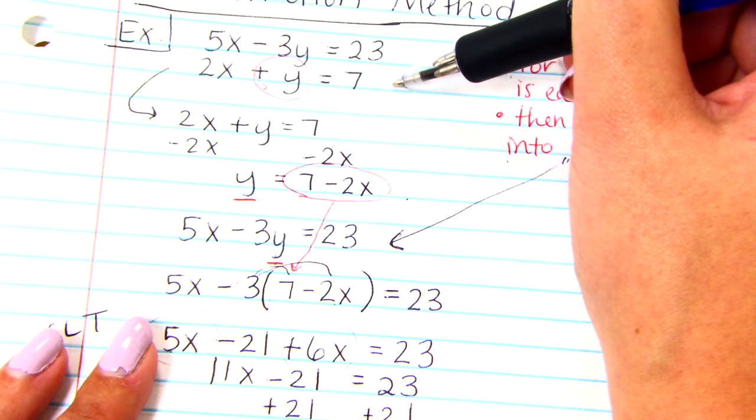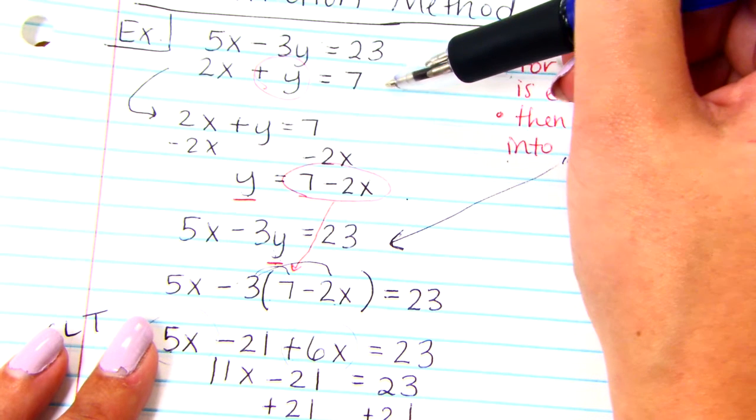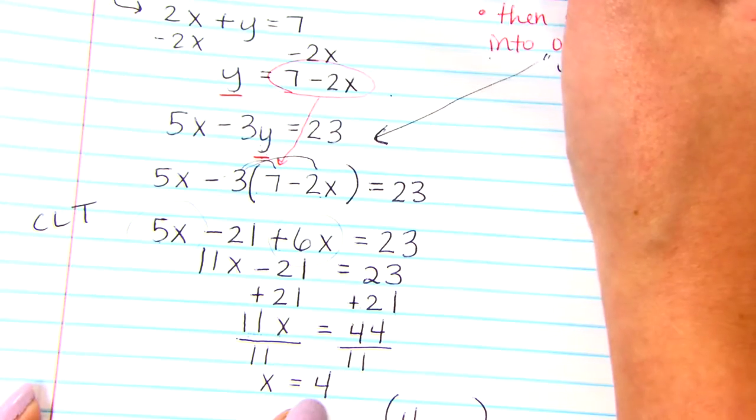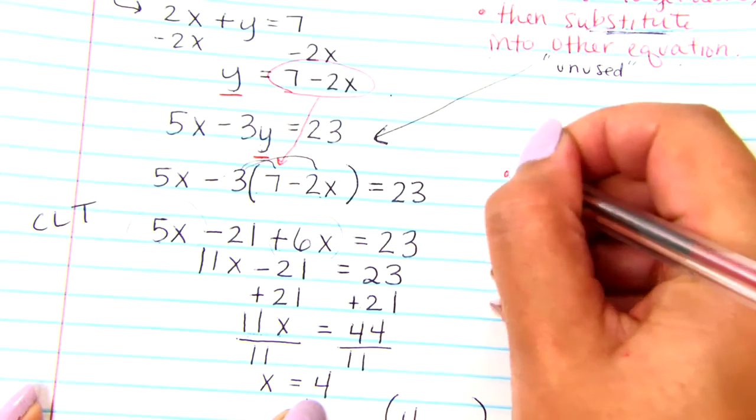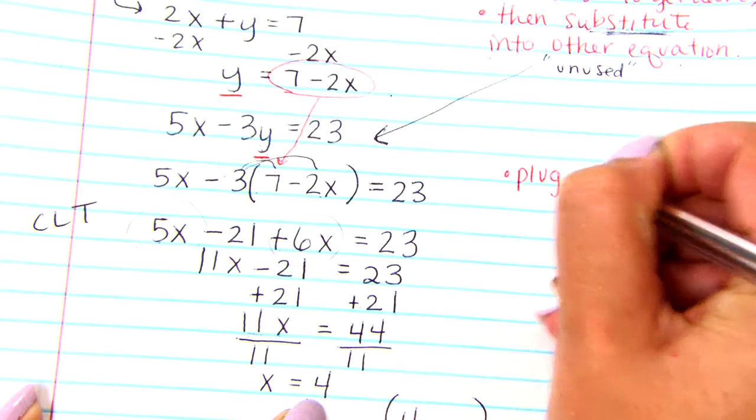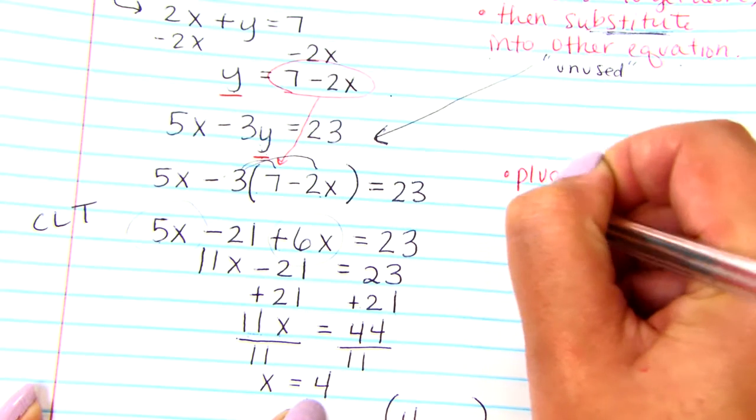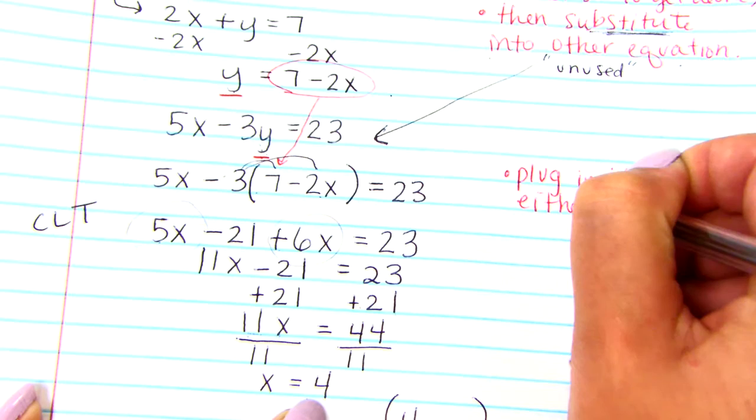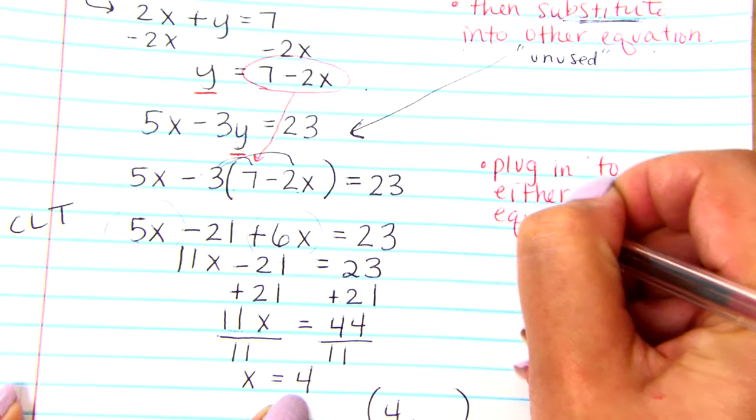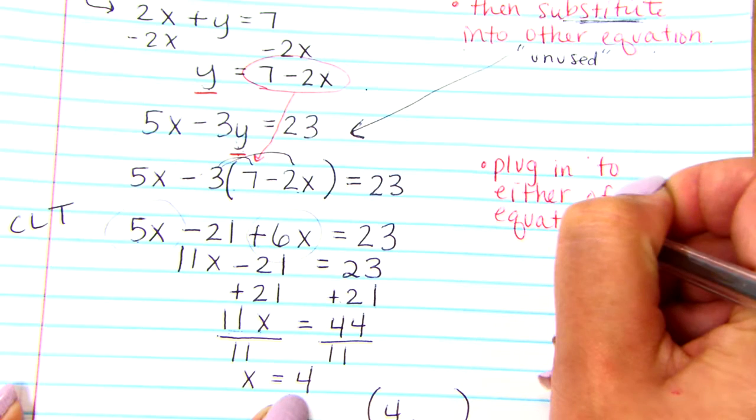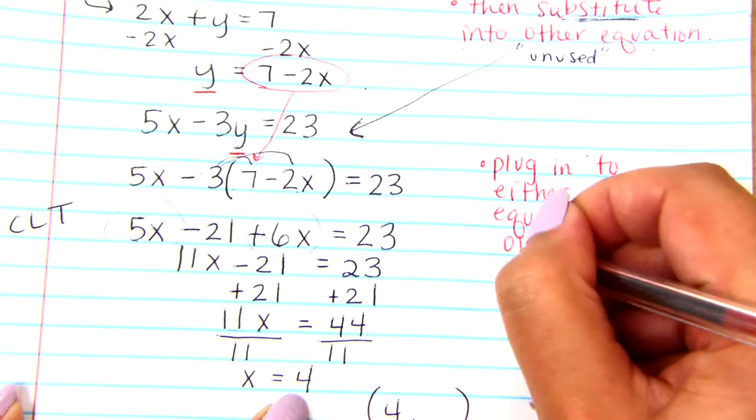So you have to go back and solve for y. So now that you have x, we're going to take either one. So plug in to either of the original equations to get the other variable.